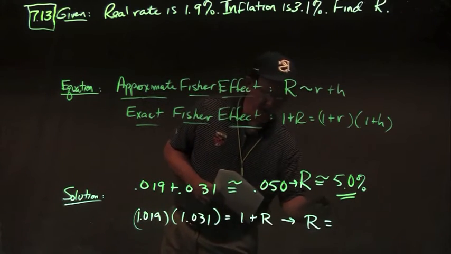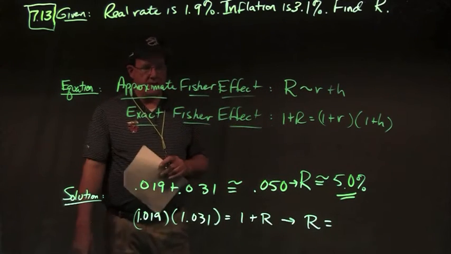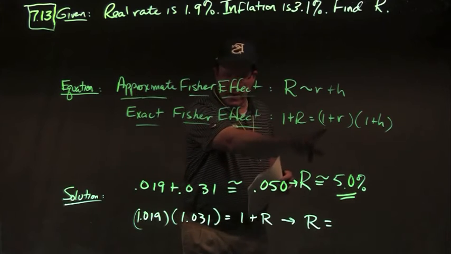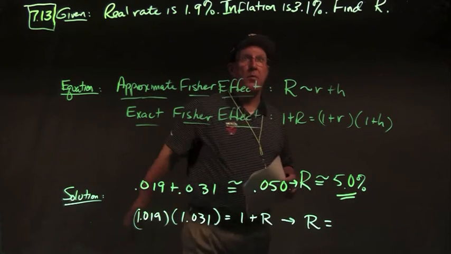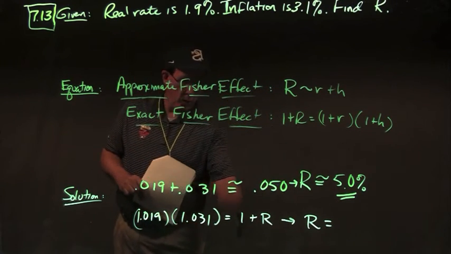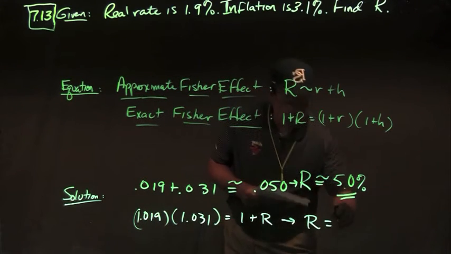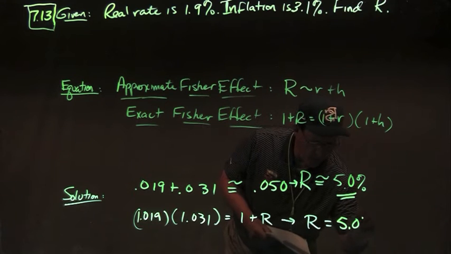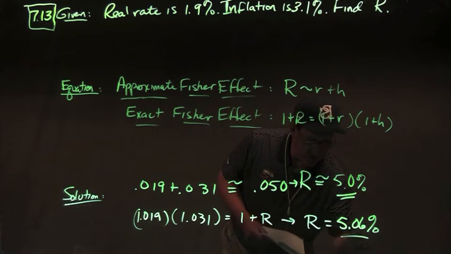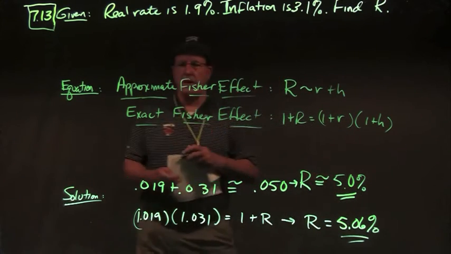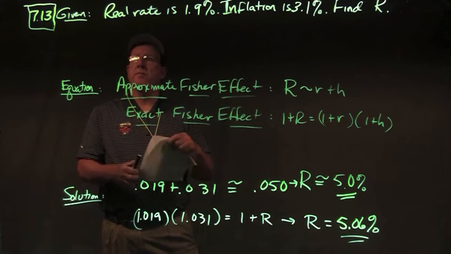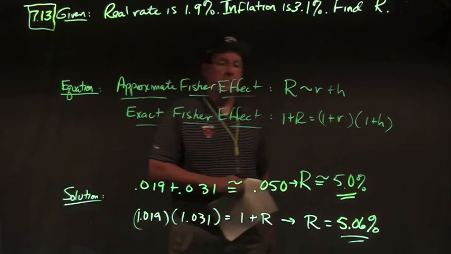Now I should get something when I plug these into the exact Fisher effect. 1 plus 0.019 times 1 plus 0.031 should equal 1 plus big R, and therefore when I do the math, big R equals exactly 5.06%. There's your answer, and it should be very, very close to our approximation. There's your answer to problem number 13.